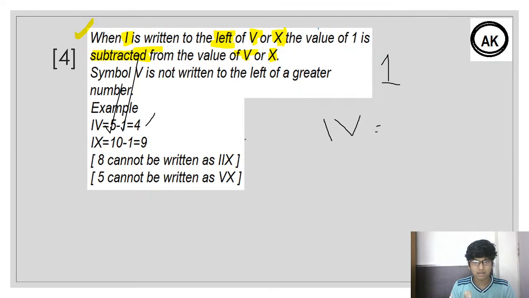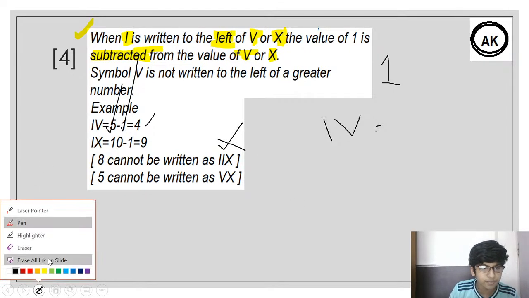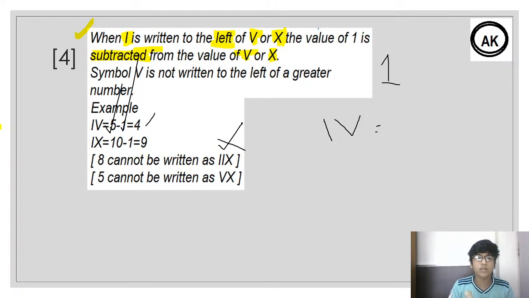But it cannot be repeated twice. See this. Children usually make this mistake. So we'll take one more example first, then we'll go to that. X is 10 and I is written on the left side, so it is minus 1, which finally gives the answer 9. I hope you are understanding this. So they have given an example that 8 cannot be written like this and 5 cannot be written like this.